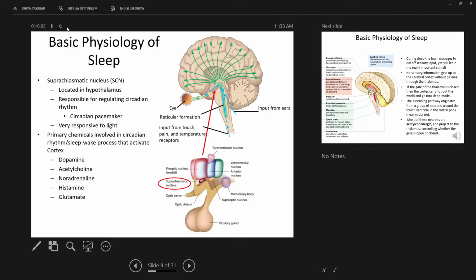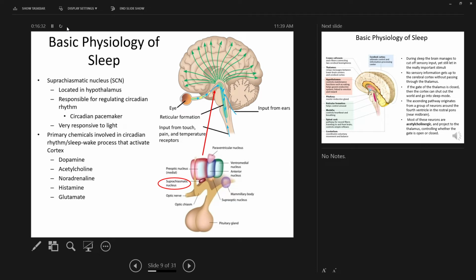Now, along with the RAS is what we call the suprachiasmatic nucleus, or the SCN. This is located in the hypothalamus, and this is responsible for regulating the circadian rhythm, specifically the circadian rhythm as it relates to sleep-wake cycles. So it's often referred to as the circadian pacemaker, and it's very, very responsive to light.